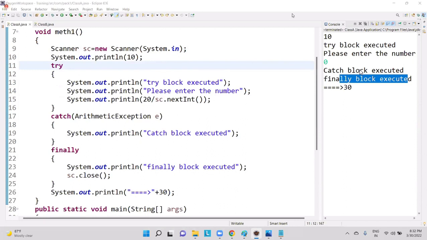Okay, Nilesh, we are not guessing scanner as a resource. It is a resource. Scanner is used to open a connection between the Java program and your keyboard, right? So we are not guessing. Basically, it is a resource.